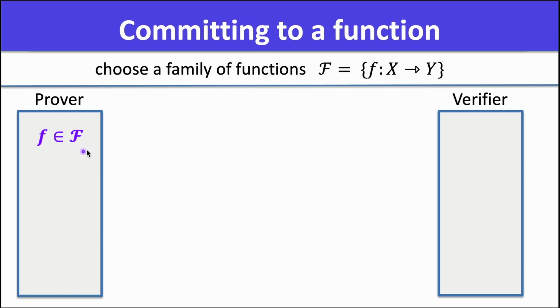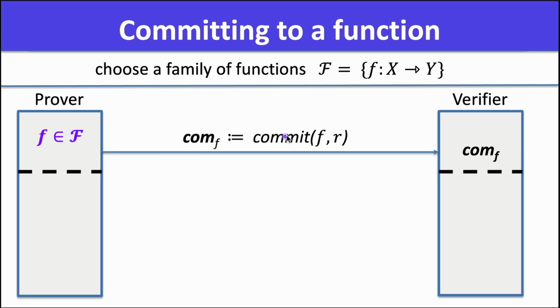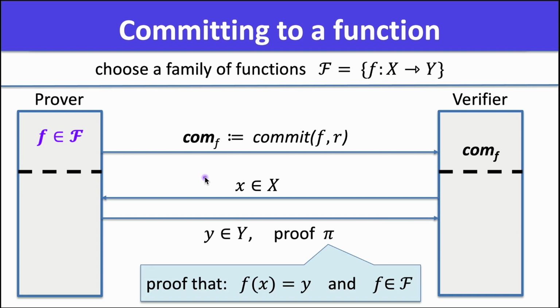Here the prover has some function in the function family, and he wants to commit to this function, so he'll commit to the function using a short commitment string, which we'll denote by com sub f, and the verifier will store this commitment. Later on, the verifier is going to say, hey prover, can you please open the function you just committed to at the point x? What the prover will do is, of course, compute f of x, which we'll denote by y, and it will produce a short proof that proves that f of x is equal to y and that the committed function is in fact in the function family. And the verifier will verify this proof and either accept or reject.